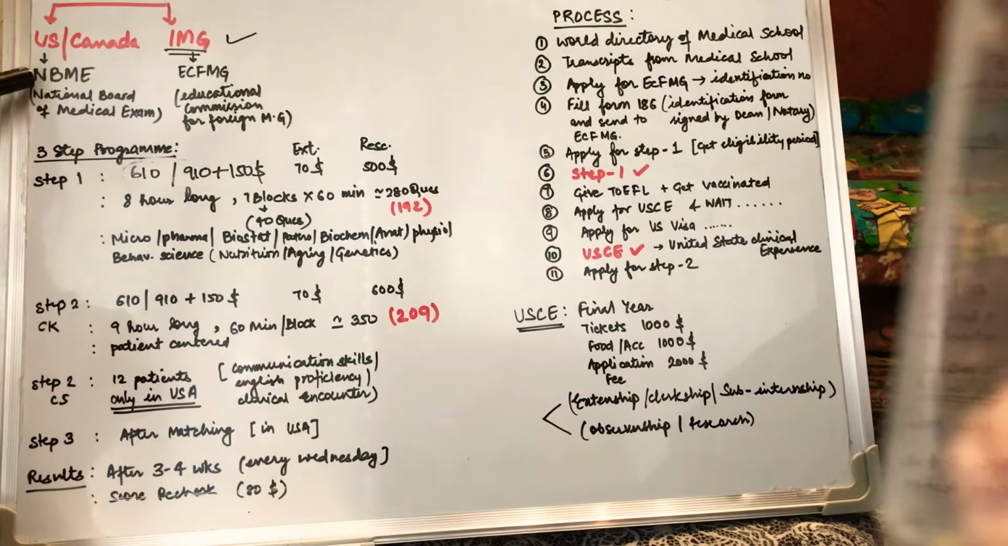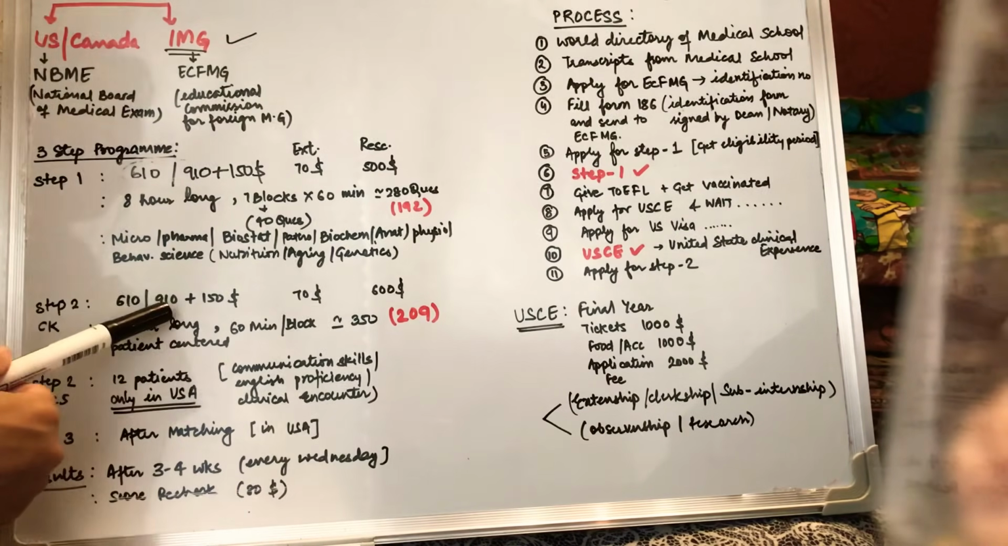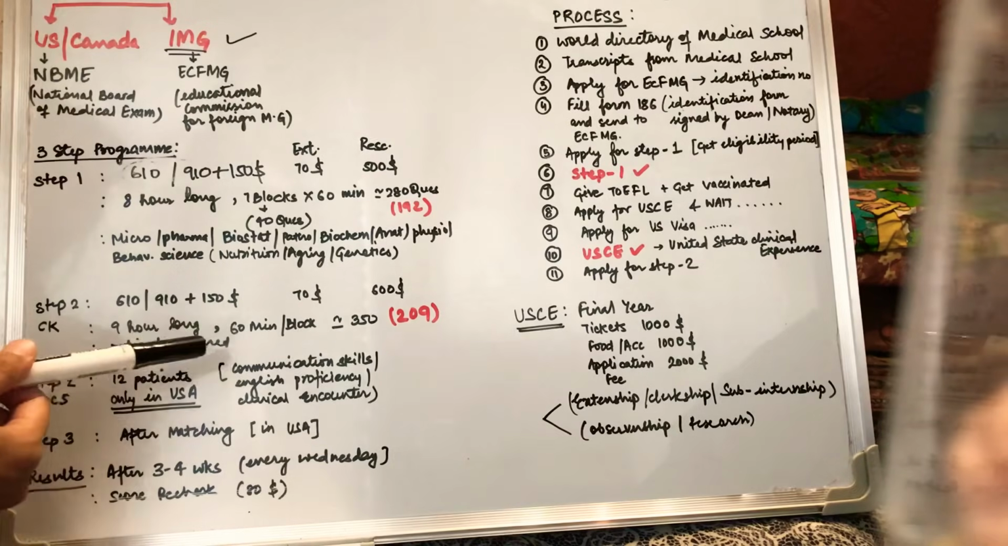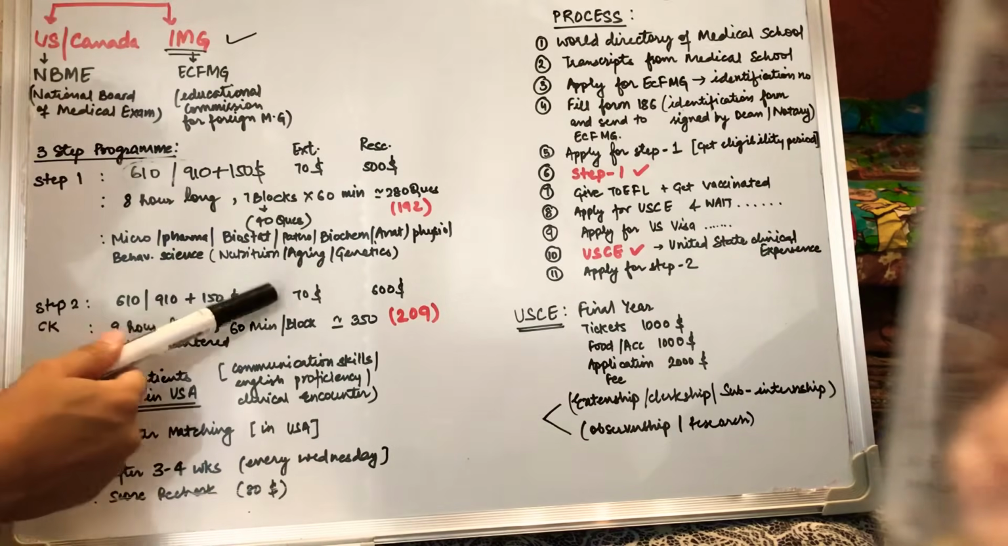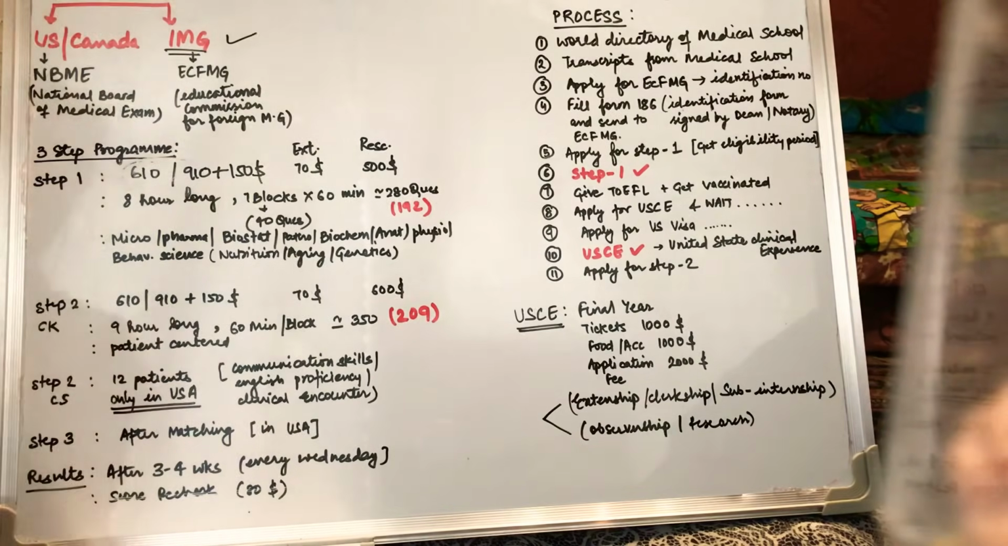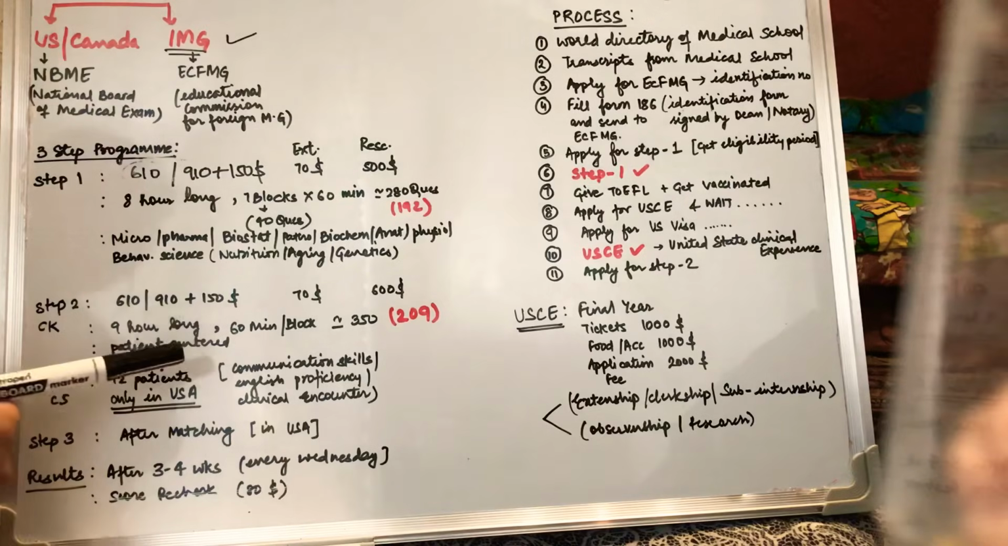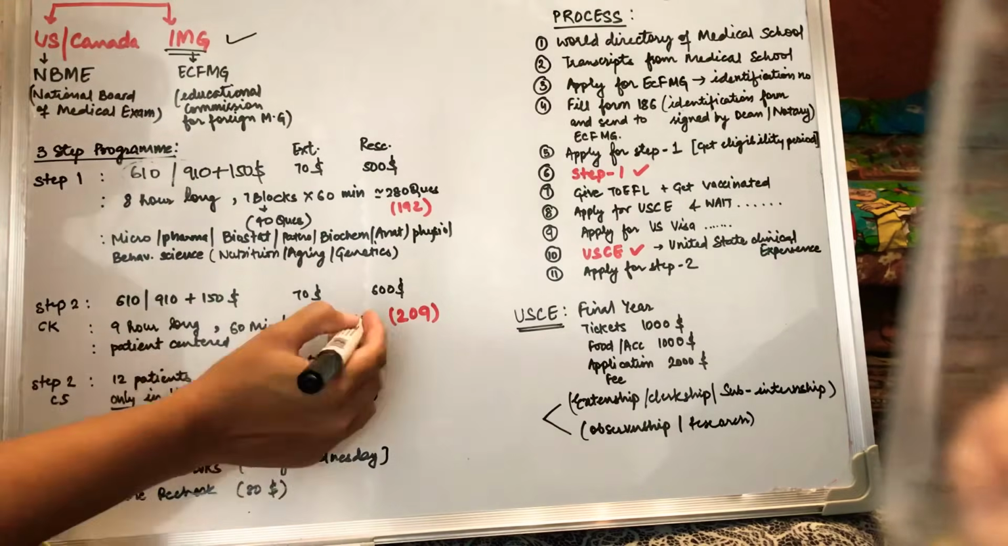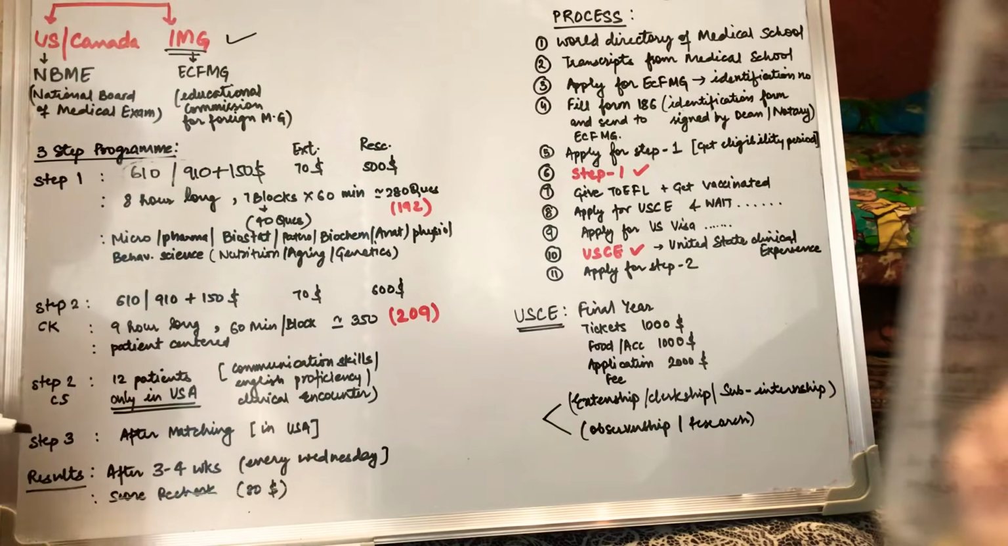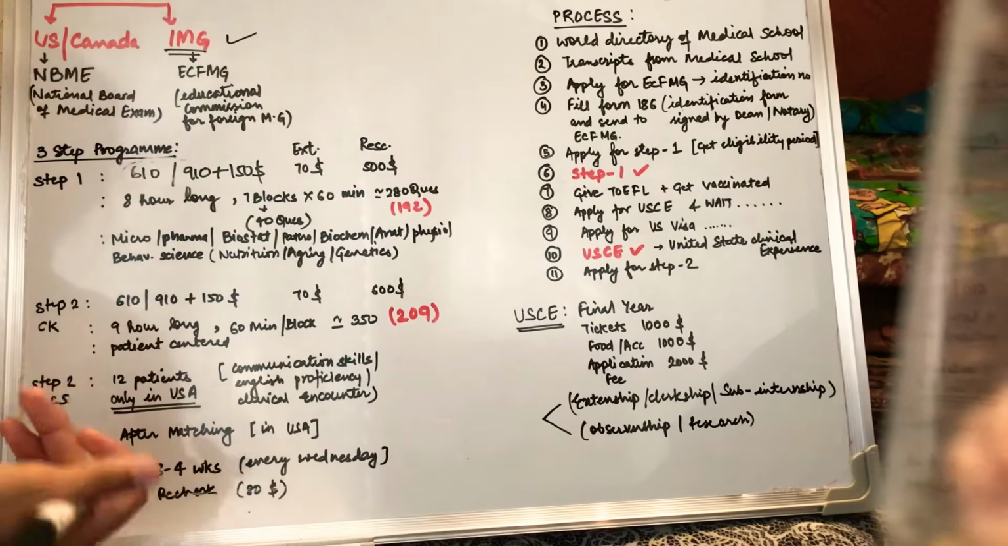Step 2 CK, the prices are the same here. $610 for US and Canadian people, $910 plus $150 for IMGs, $70 for extension, and $600 for rescheduling. This is a 9-hour long exam, 60 minutes per block, and you have a total number of questions 350. The qualification score here is 209. Now the same rule applies as of step 1. You cannot reappear for the exam once you have passed.